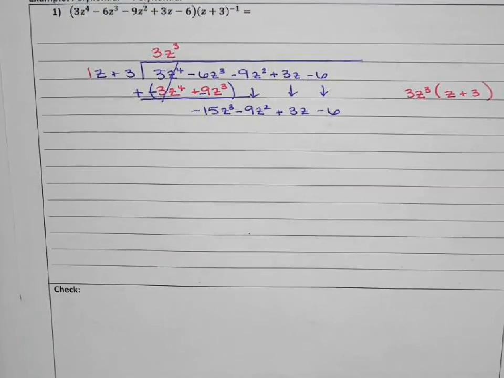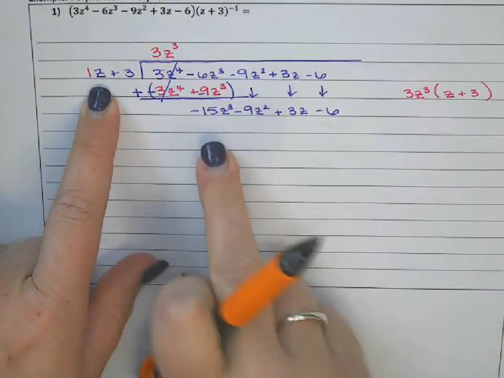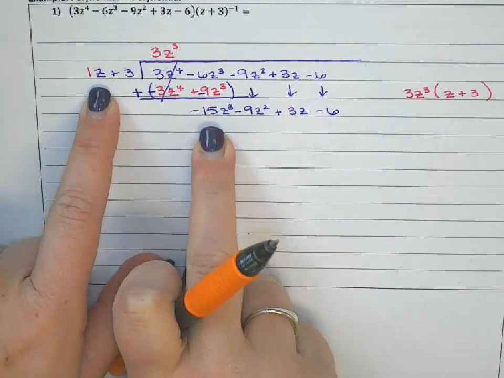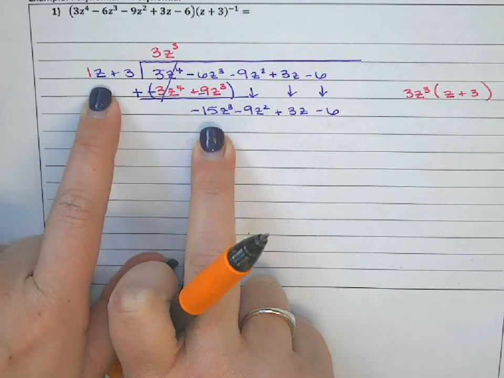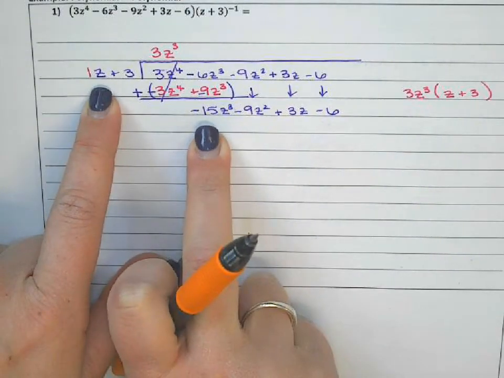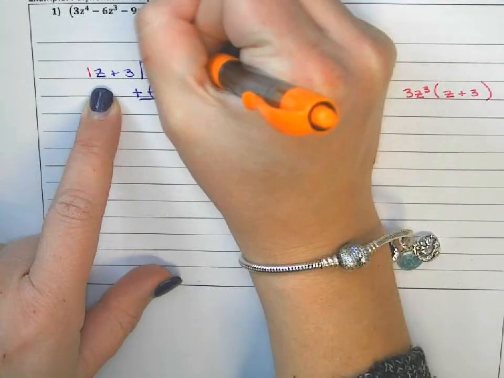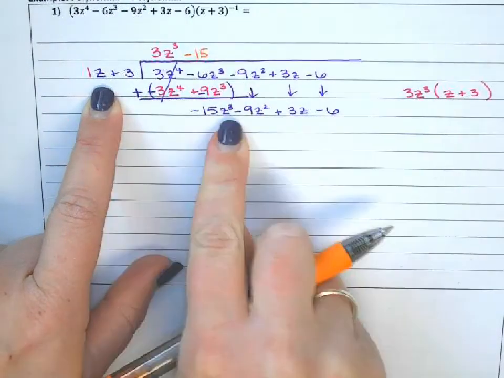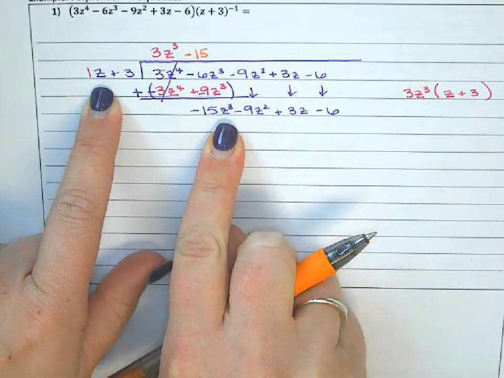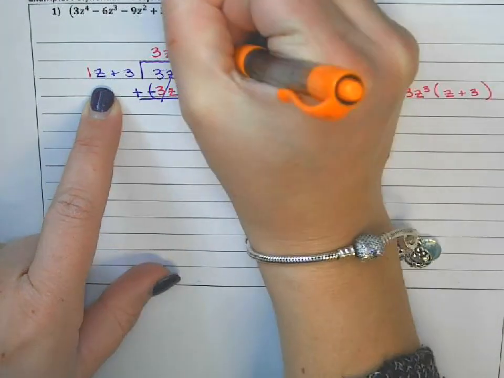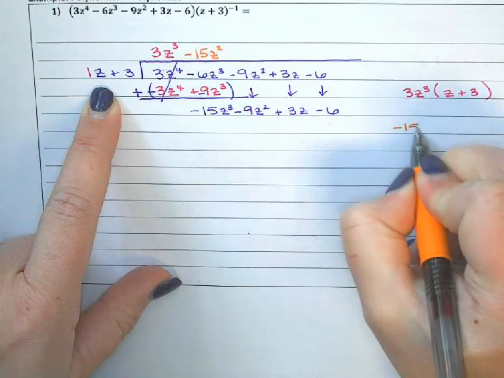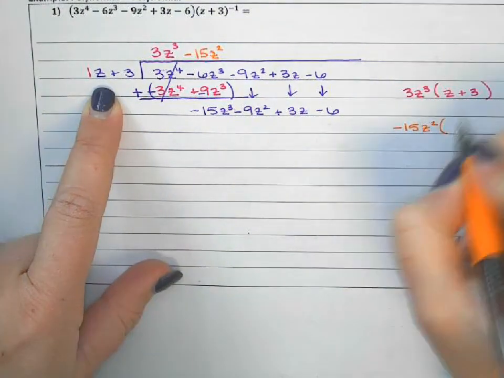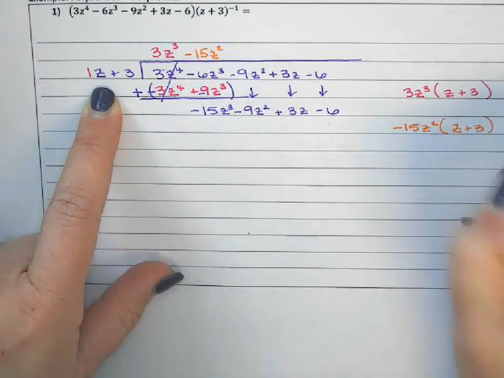Okay. The next one that we're going to look at is z times what gets me as close to negative 15z to the 3rd as possible? 1 times what would get you negative 15? So it's minus 15. Z times what would get you z cubed? Z squared. So what I came up with was negative 15z squared times the z plus 3 that we were dividing by.